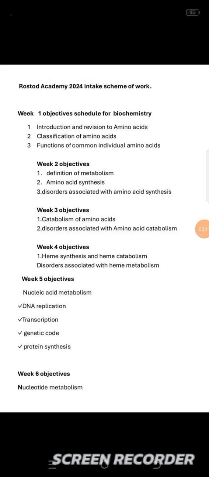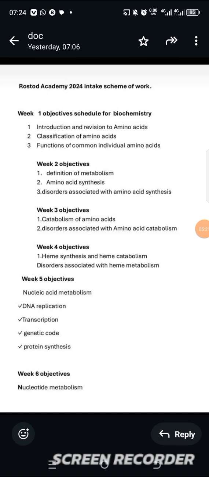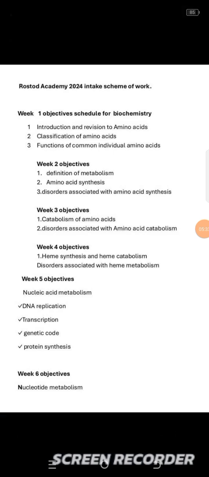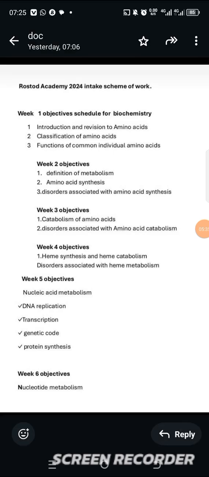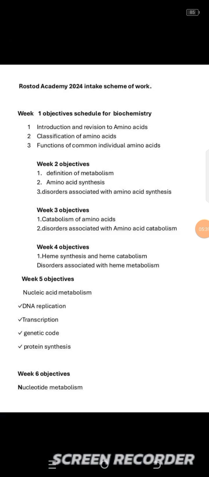Then in week 6, we do nucleotide metabolism, where we look at the metabolism of purines and pyrimidines. So we look at purine synthesis, purine breakdown, as well as the disorders, just like I have said. I think this is a very good introduction.